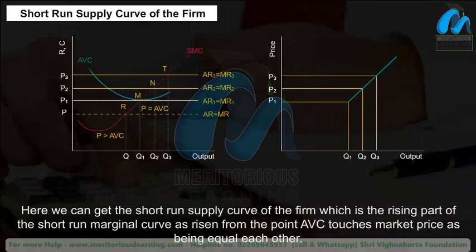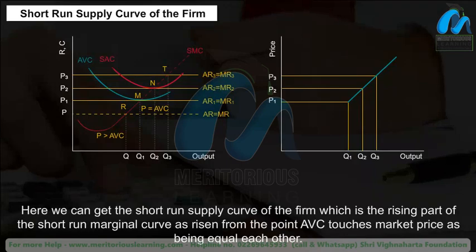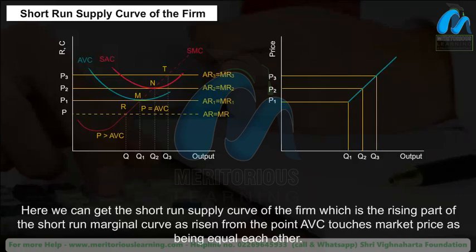Here we can get the short-run supply curve of the firm, which is the rising part of the short-run marginal cost curve, from the point where the AVC touches the market price, as they are equal to each other.